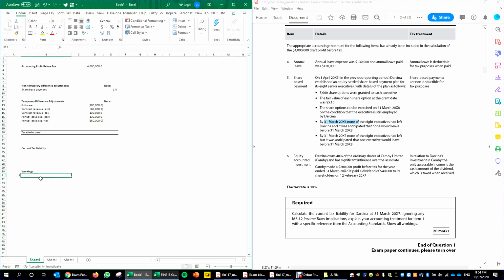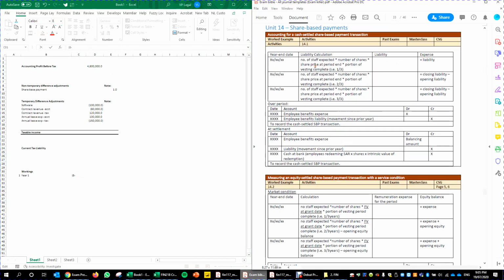Okay, so for share-based payment, year 1. What we need to do is figure out, okay, so we know that there's 8 executives. So our calculation is going to be, so 8 executives. Actually, what I'm going to do is bring up the journal template from this chapter as well, just so we can have them side by side. So we've actually got the journals that we need here.